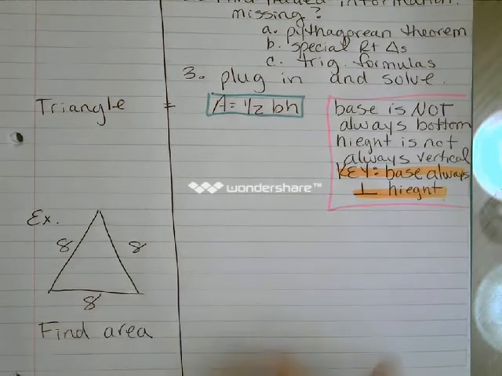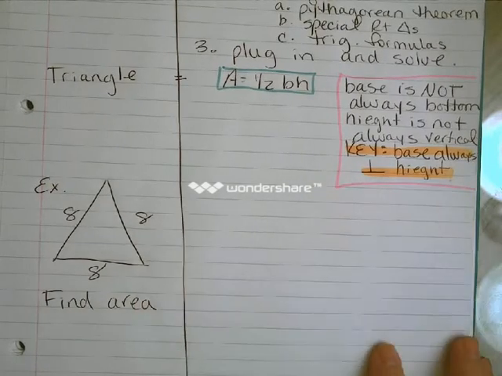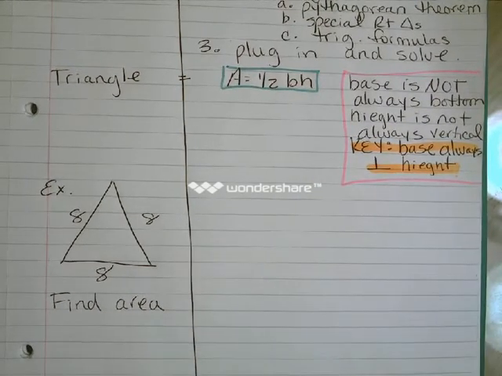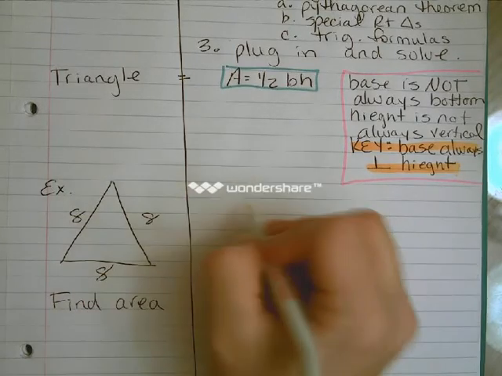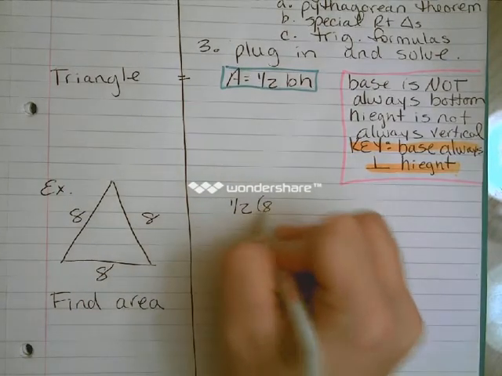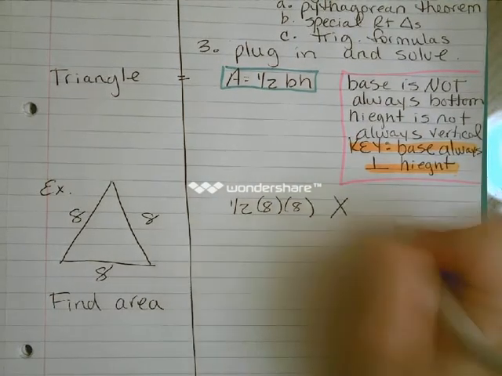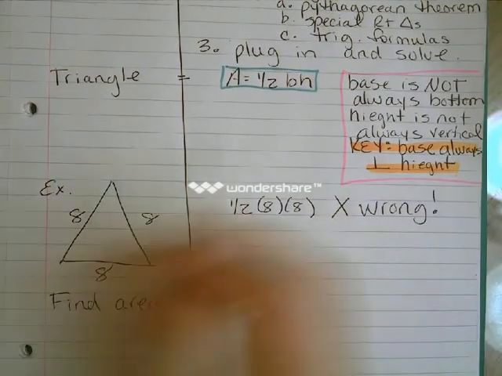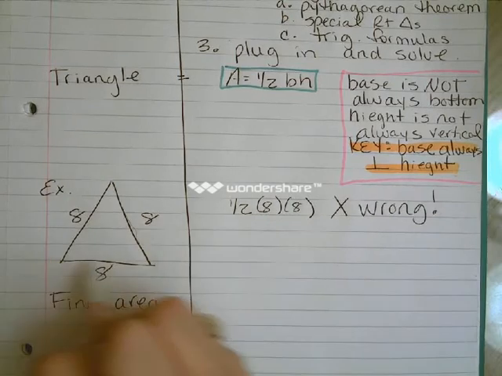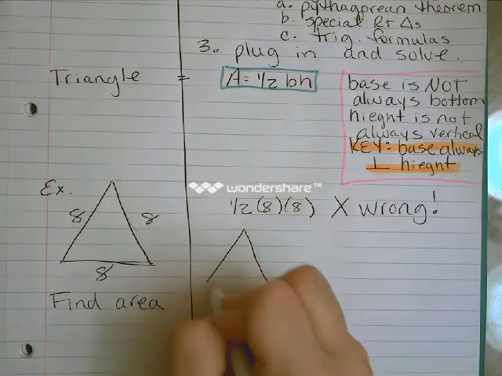Well, it does do this a little bit because you have to know which one's the height. I will have some students every year that I give this problem tell me that this is 1/2, 8 for the base, and 8 for the height. This is wrong. Because this line is not perpendicular to the base. You have to draw in a perpendicular line for your height.